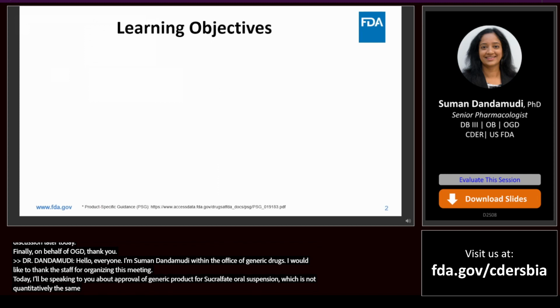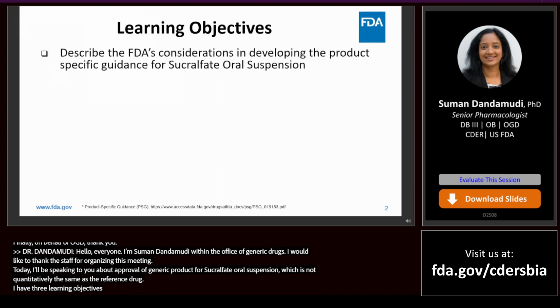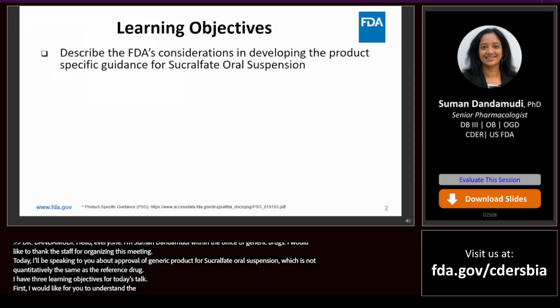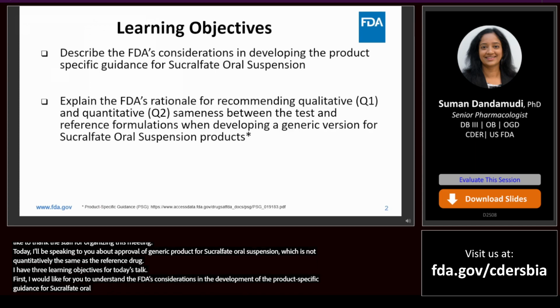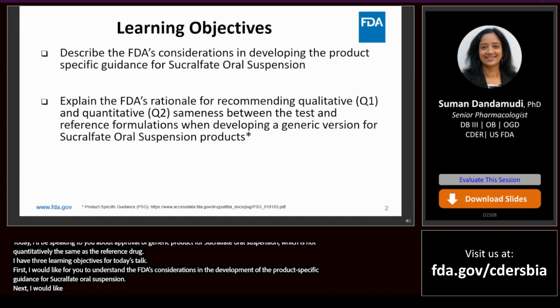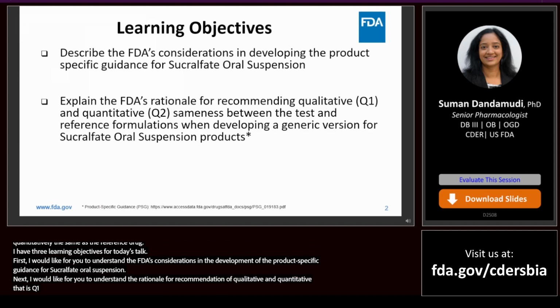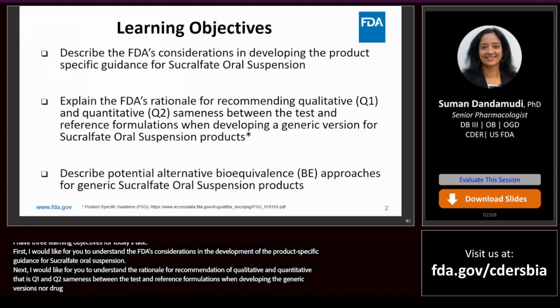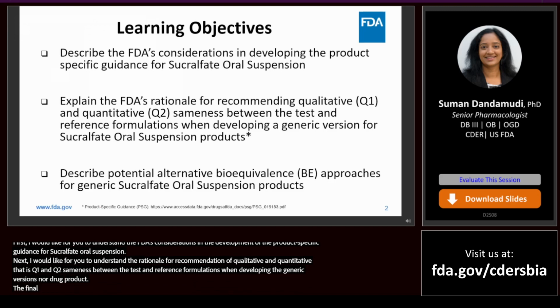I have three learning objectives for today's talk. First, I would like for you to understand the FDA's considerations in the development of the product-specific guidance for sucralfate oral suspension. Next, I would like for you to understand the rationale for recommendation of qualitative and quantitative, that is Q1, Q2 sameness between the test and reference formulations when developing the generic versions for this drug product. The final objective is to describe the potential alternate approaches that can be utilized for the demonstration of bioequivalence for generic sucralfate oral suspension products.